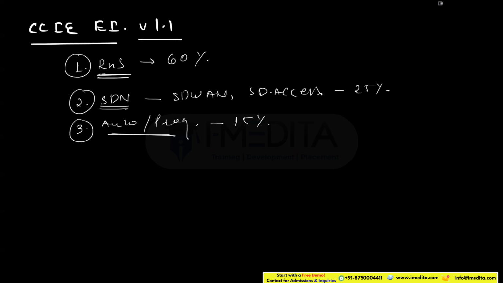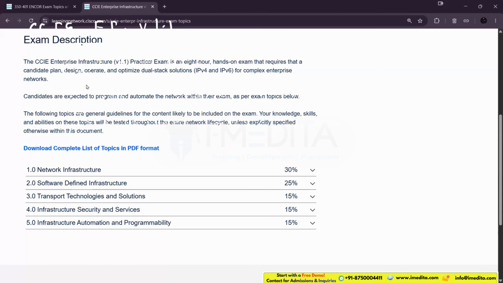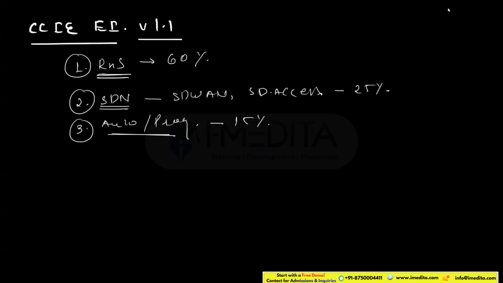That is also mentioned in the official CCIE EI 1.1 blueprint. We'll talk about it in a moment. So if you are preparing for the lab exam, or if you will prepare for the lab exam later on, you will have to focus on these three main parts: routing and switching, SDN, and automation and programming.